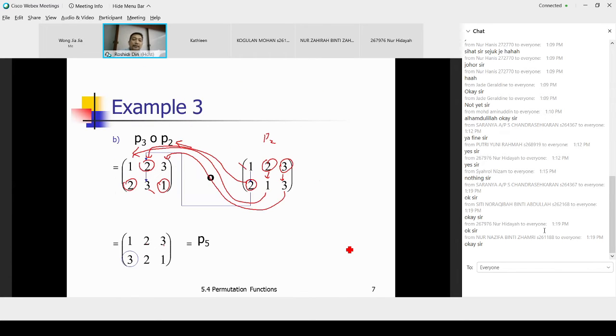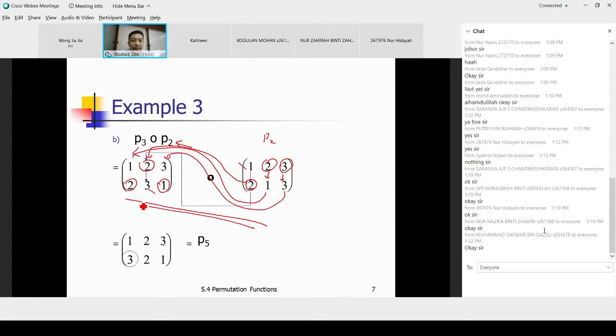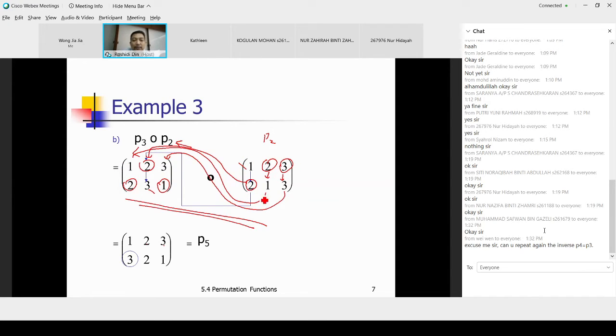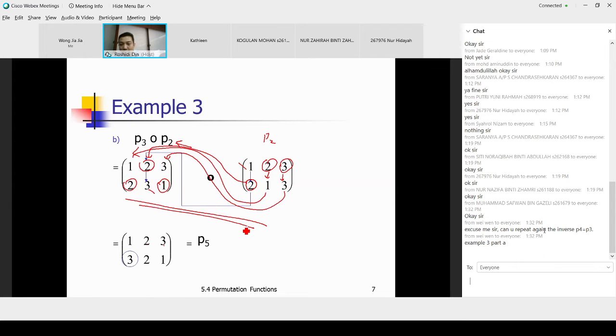Okay. So far, until example 3, this is how we do this operation. First, we take out what P3 is. Second, we take out what P2 is. Then we do this operation. Okay, can you repeat again? Inverse P4 equals P3. Example 3 part A. Okay.